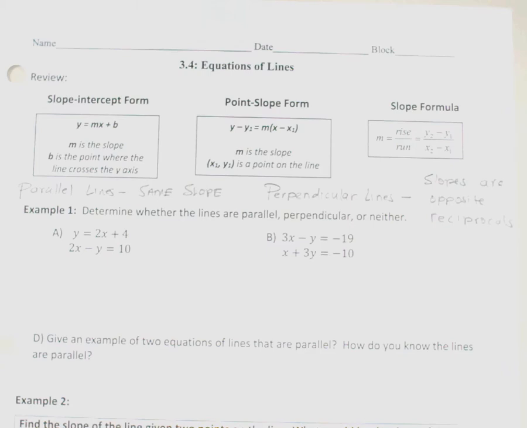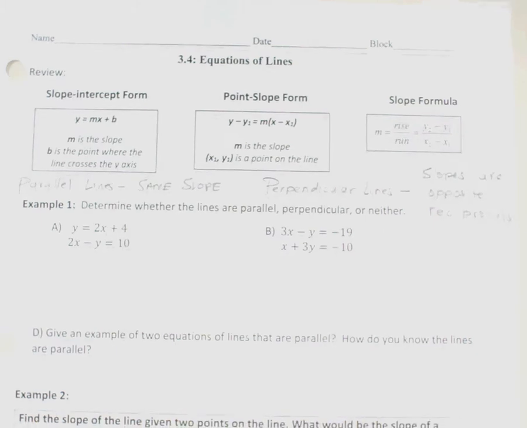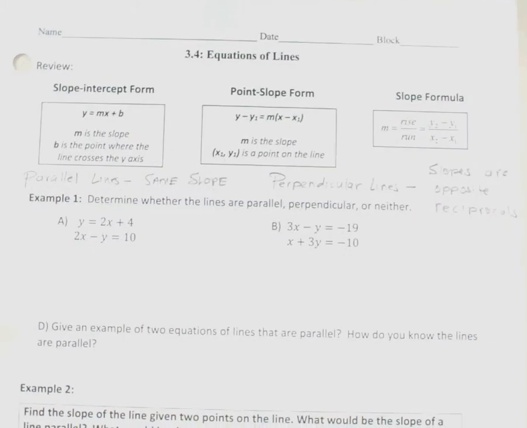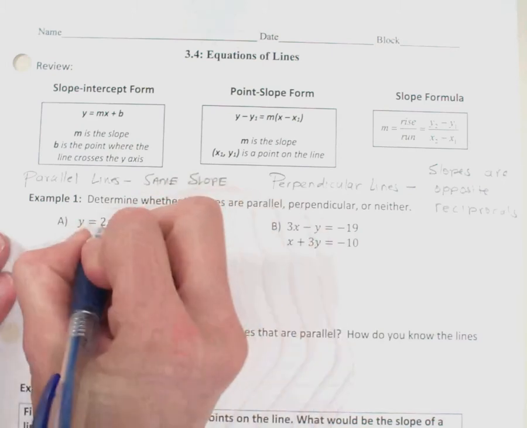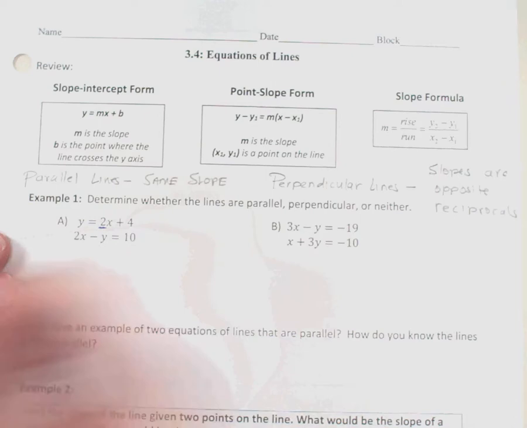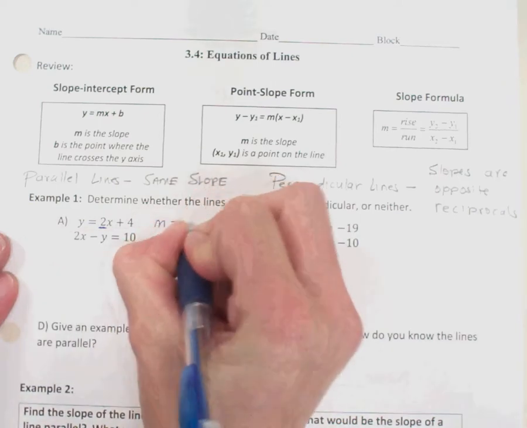In example 1, we're going to determine whether the lines are parallel, perpendicular, or neither. We have two equations. In letter A, we have y equals 2x plus 4. That's given in slope-intercept form. And we have 2x minus y equals 10. That is given in standard form. When a line is in slope-intercept form, I know that the slope is the number right in front of x. That is m. So for my first equation, y equals 2x plus 4, my slope is 2, so we would say m is equal to 2.